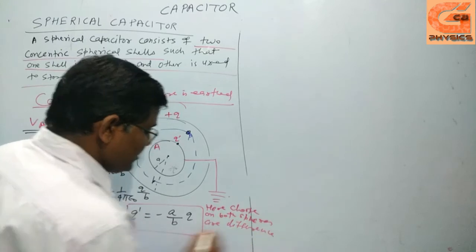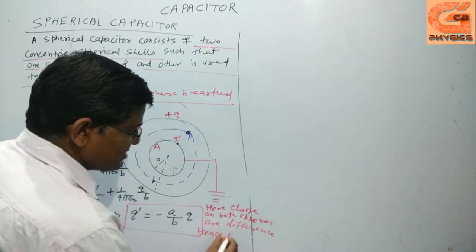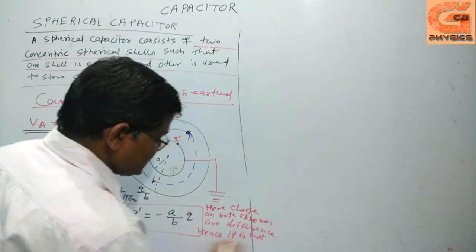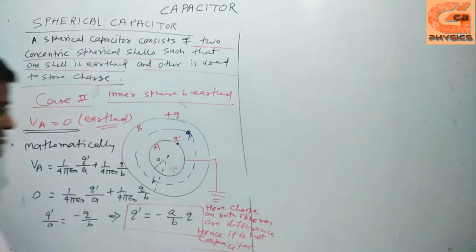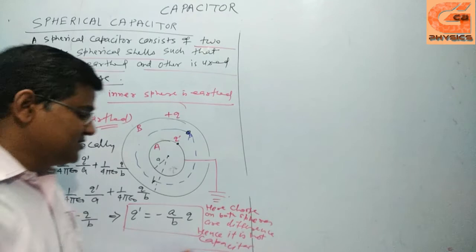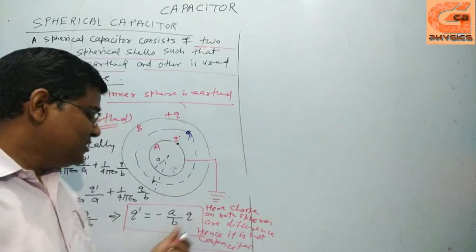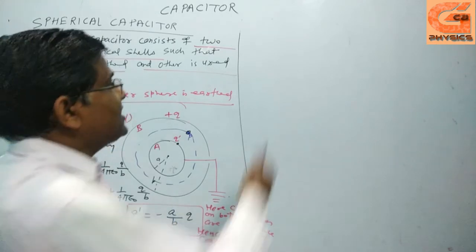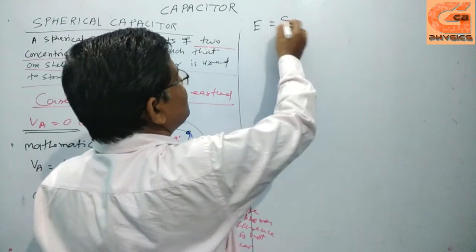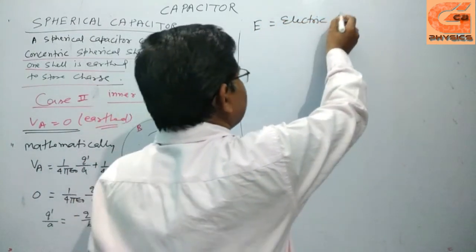Hence it is not a capacitor. But we can find the value of capacitance. Yes, it is not a capacitor, but we can find the capacitance. How? The electric field is equal to the electric field at point P.